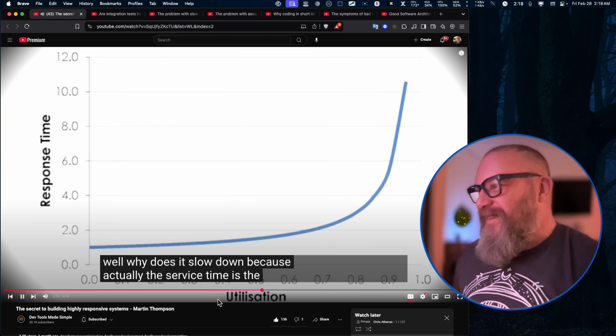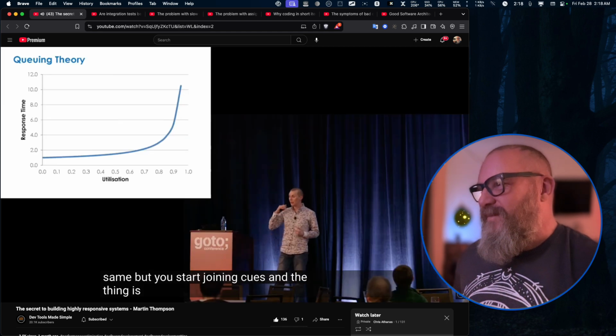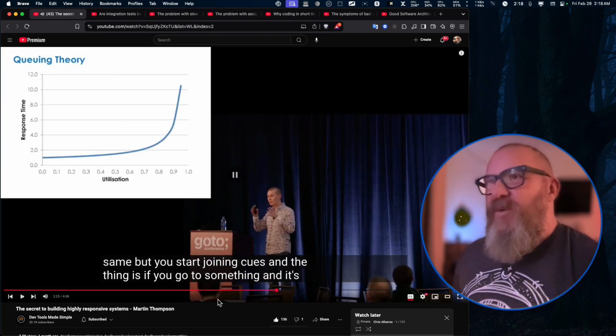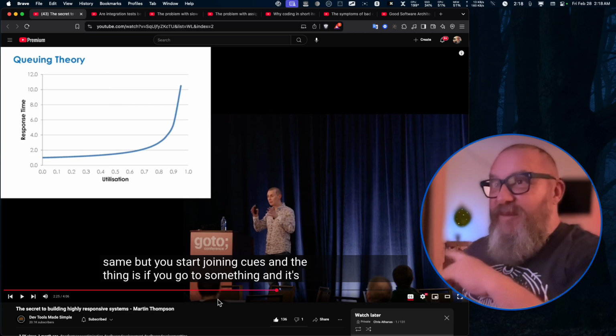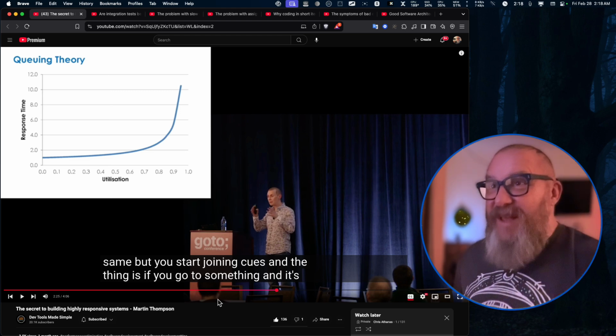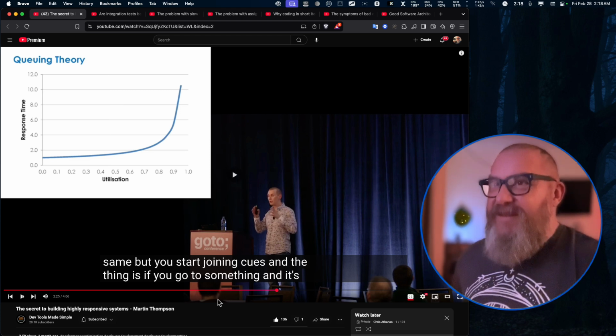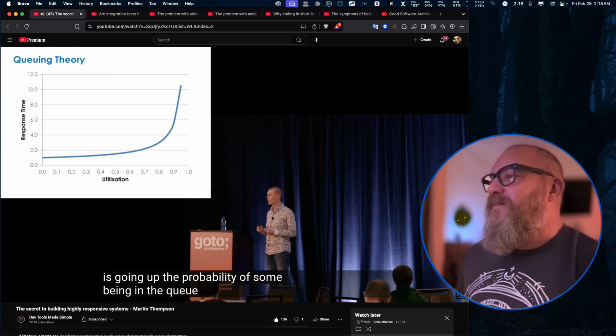Actually, the service time is the same, but you start joining queues. And the thing is, the processing time of each one of the nodes is still the same, but as you queue up, you're going to wait. You're going to be waiting longer as more people are in line, because the service is being used more often, so the utilization is going up. The probability of someone being in the queue is greater.